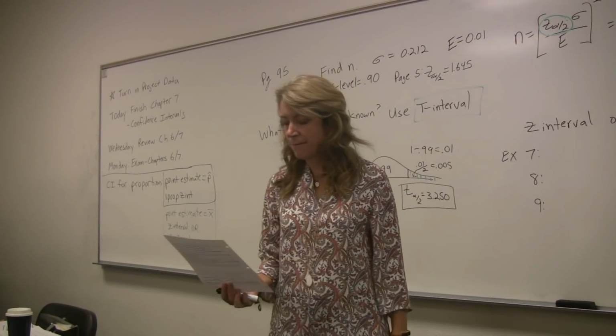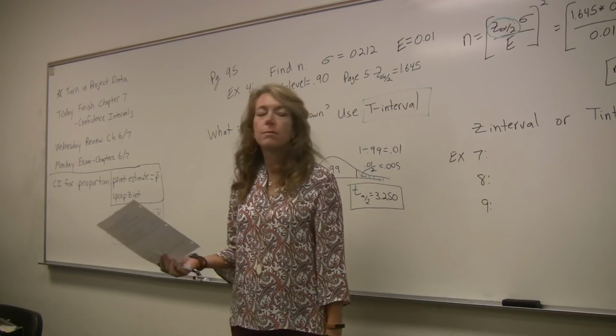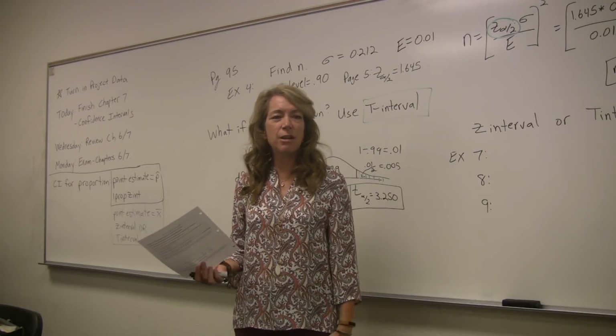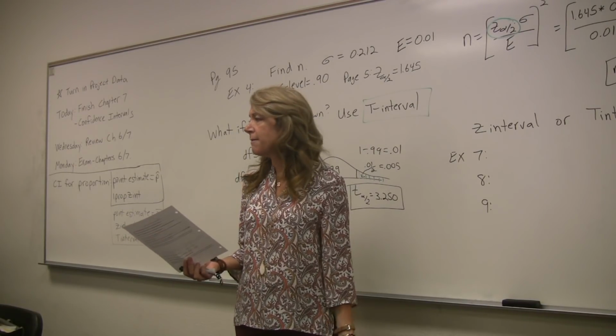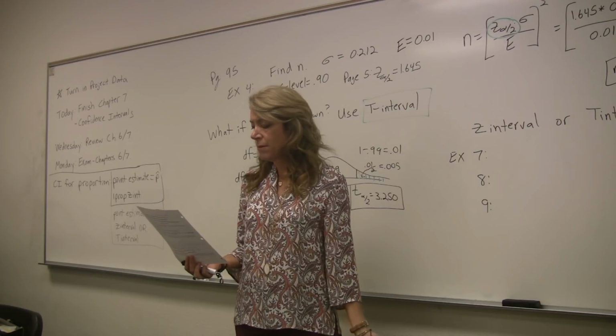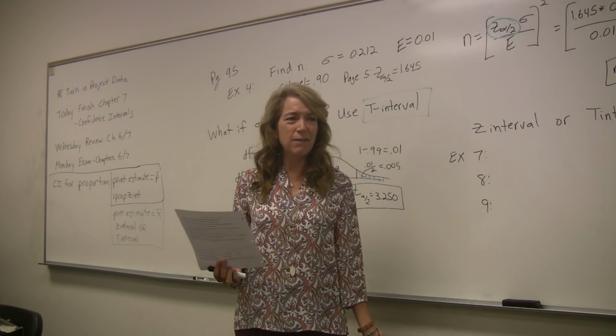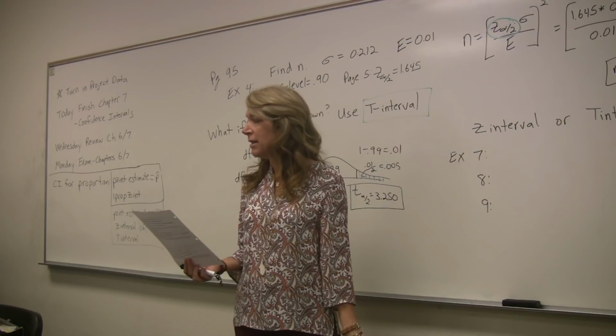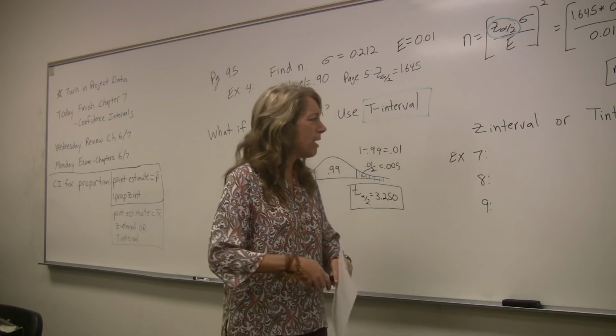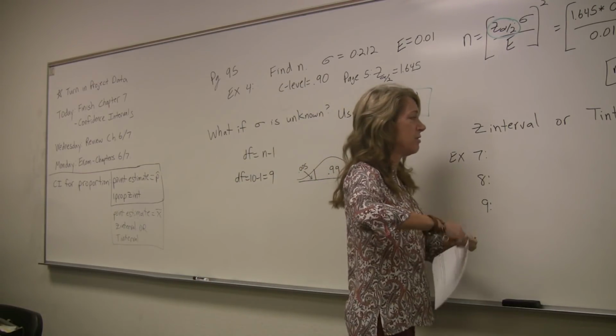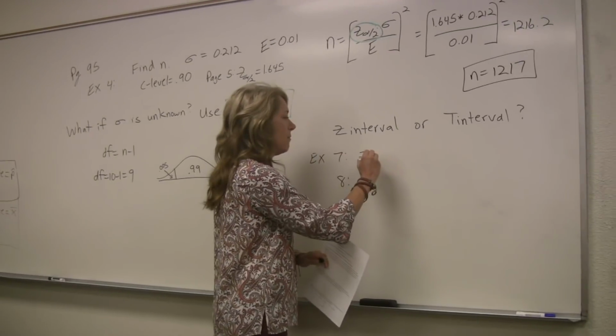So what about 7? These guys up here are telling me it's a T interval. Why? There's nothing in there that even talks about a standard deviation. So I'd probably have to do a T interval for sure, because there's no standard deviation given to me.